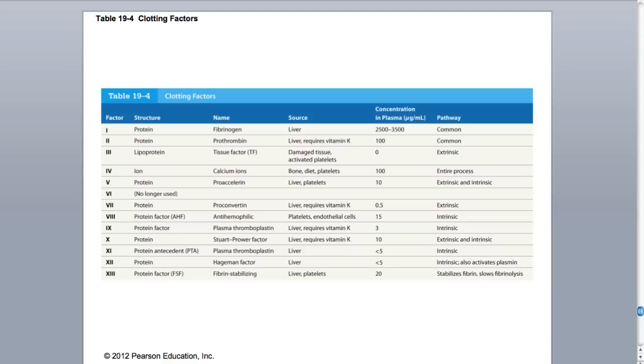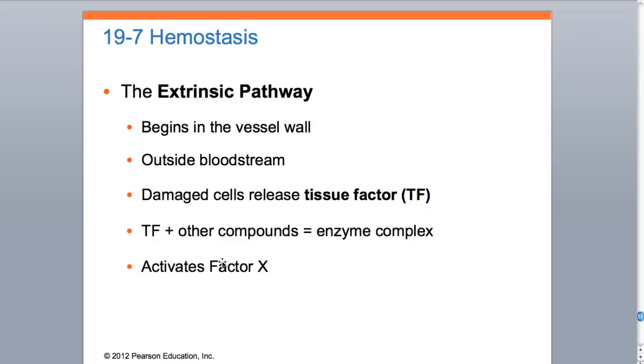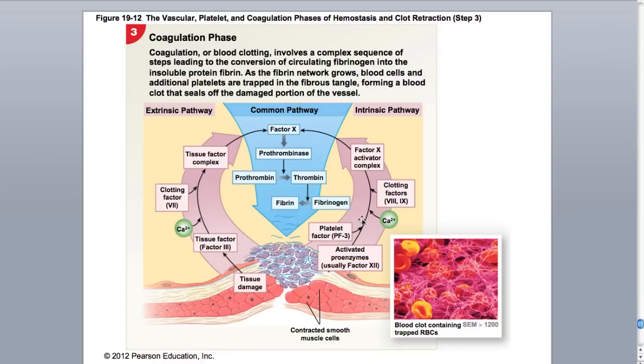Now, when it comes to coagulation, you have three possible pathways: the extrinsic, the intrinsic, and the common. Extrinsic deals with blood vessel wall damage. Intrinsic deals with some issue with the chemicals within the blood. And then both of these fall into the common pathway. Now the best way to understand that, instead of going over these slides, is to go over this picture.